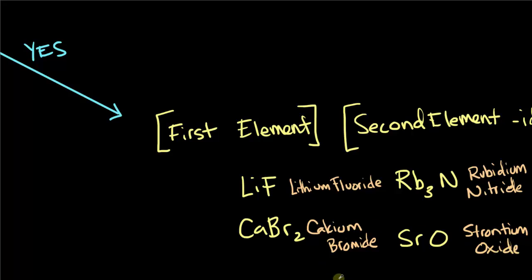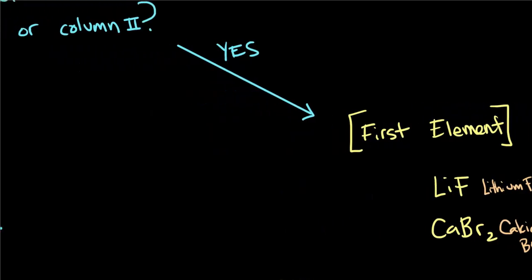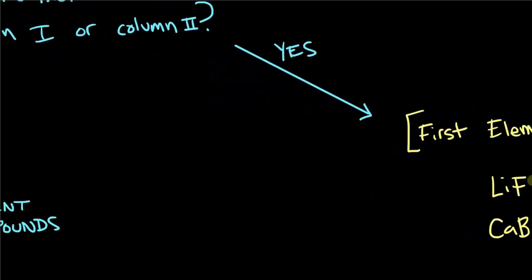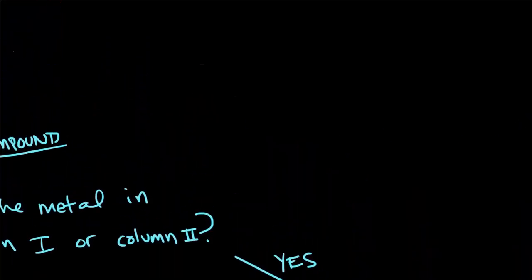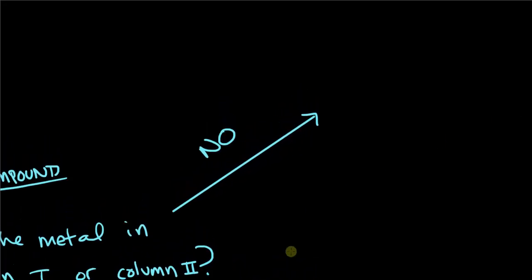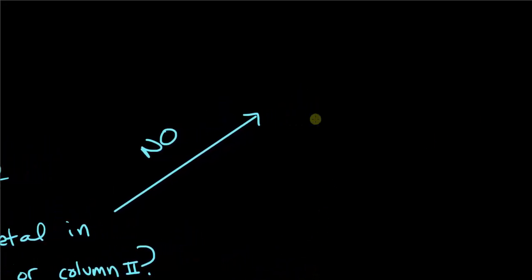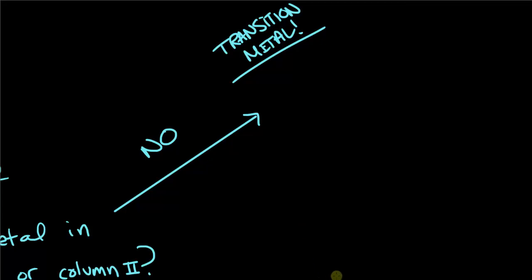Okay, so that's pretty straightforward. If your first metal is in column 1 or 2, then you basically just say the name of the first element followed by the name of the second element. It's really that simple. Now, what if it's not? What if it's in that vast region in the middle of the periodic table? Well, then you're dealing with a transition metal, and things get a little more complicated, but there's still a set of rules you can follow that'll work for you. So if you said no, it's not in those columns, then you're dealing with a transition metal. And so the rule becomes a little bit different.